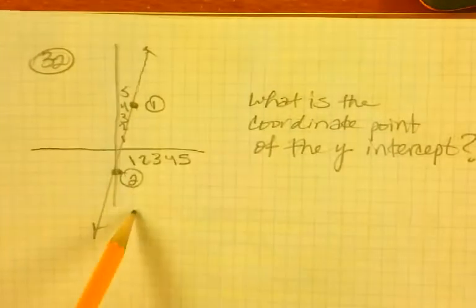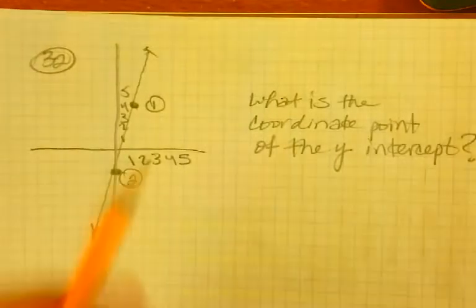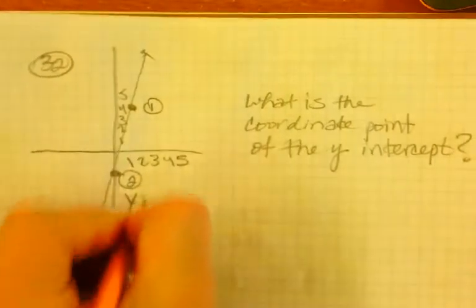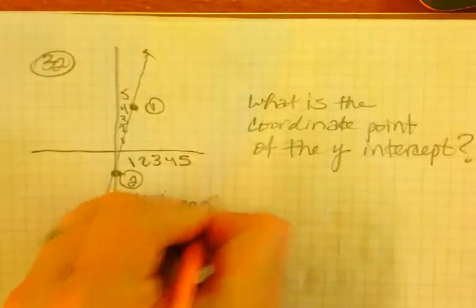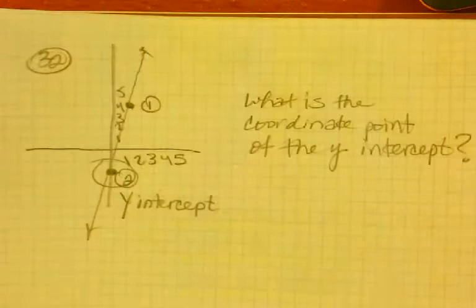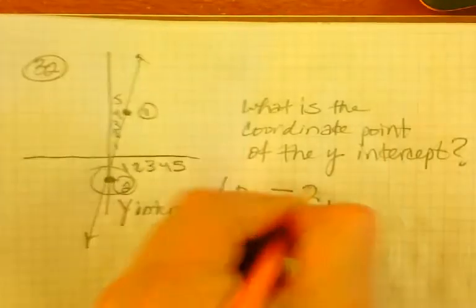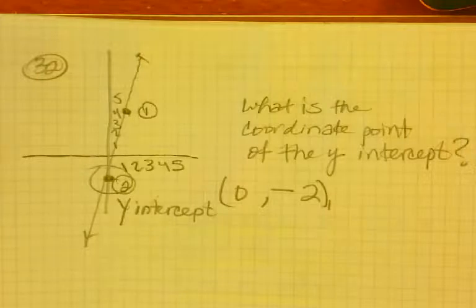¿Es arriba o abajo? Abajo, muy bien. Y punto 2. Here's your y-intercept. Muy bien. Y-intercept. Good. So now all we need is the coordinate point, right? Karen, what's the coordinate point of this here y-intercept that we got? Okay, so I need to write it. Okay, I can do that. Like that? Cool.